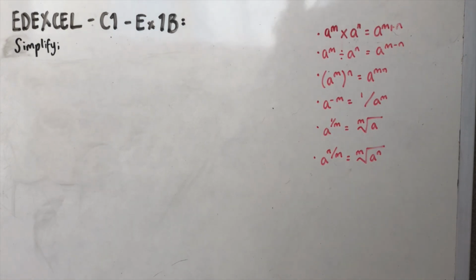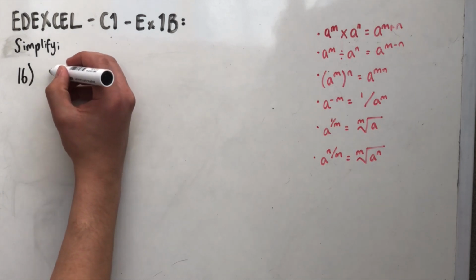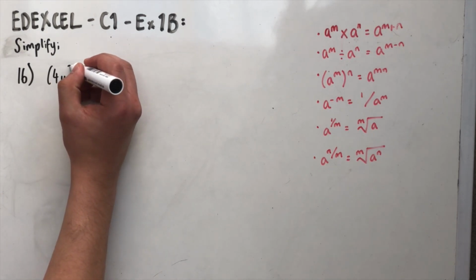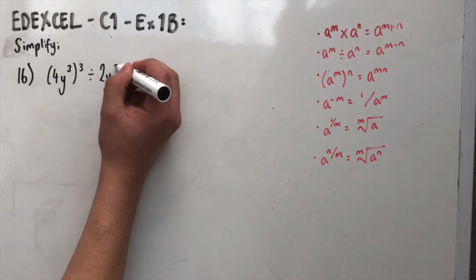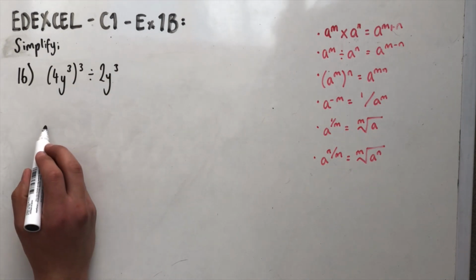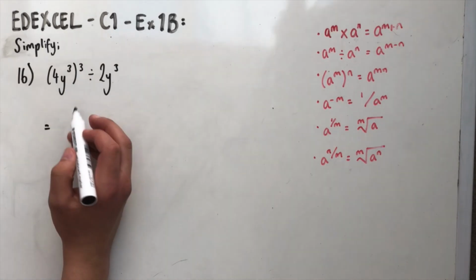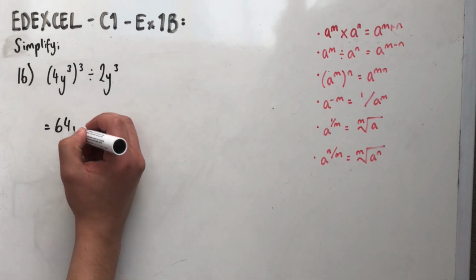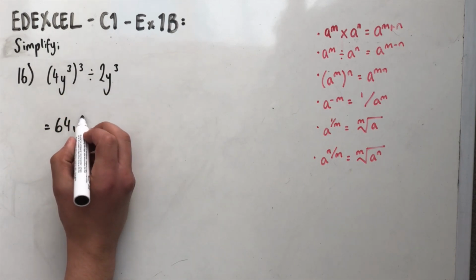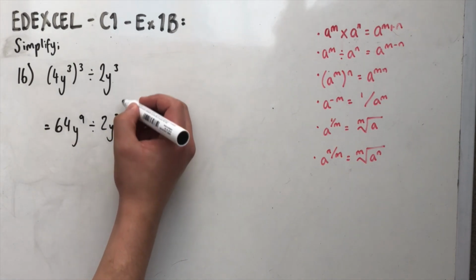Question 16 is open brackets 4y cubed, close brackets, all cubed, divided by 2y cubed. Now, exactly the same as the last question, we're going to deal with the brackets first. So we're going to cube the 4 and cube the y cubed. And we're going to use the third rule down in our indices rules to help us cube the y cubed. 4 to the power of 3 is just 64. y to the power of 3 all cubed, we times the indices together, so it's y to the power of 9.